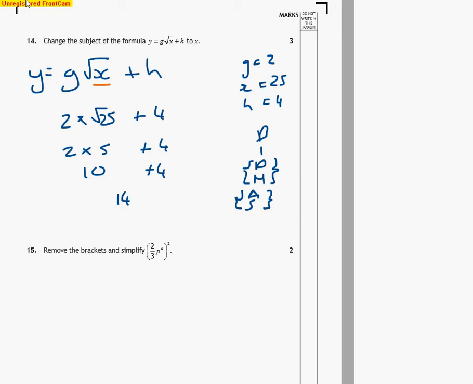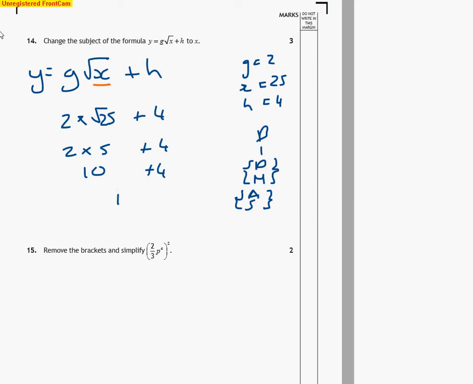Okay, so everyone seems quite happy with that, but when we try and rearrange it, people get kind of confused. Now what we're almost doing is everything backwards. If you think what we've done there, we've done g times root x plus h. The first thing we actually did was the root x, and then we did 2 times that, and then we added on h at the end. So we did this bit, then the g, and then the h. And we want to do that in the opposite direction.